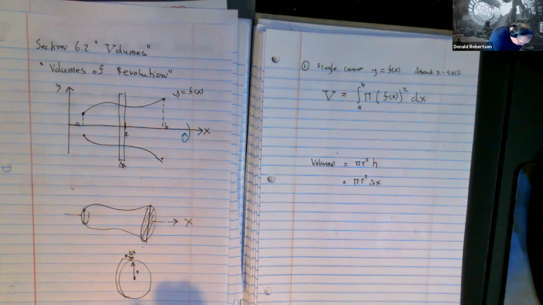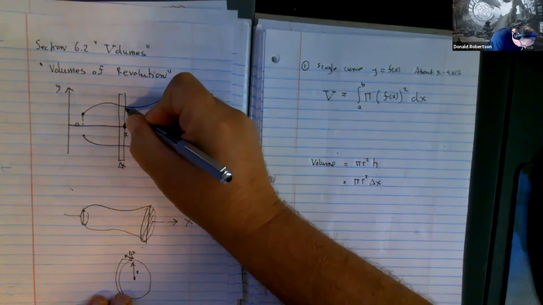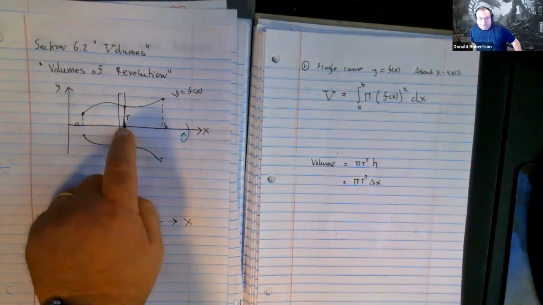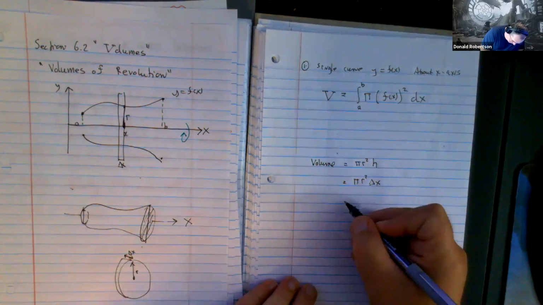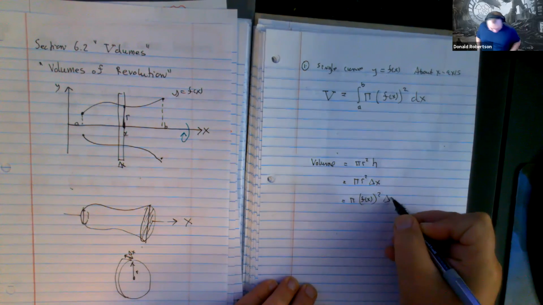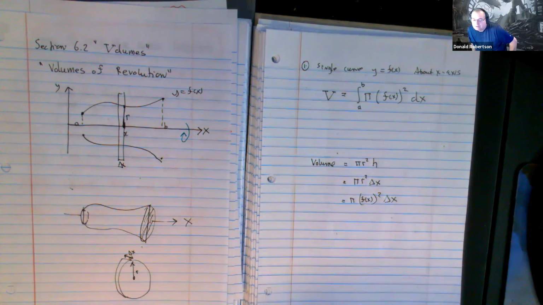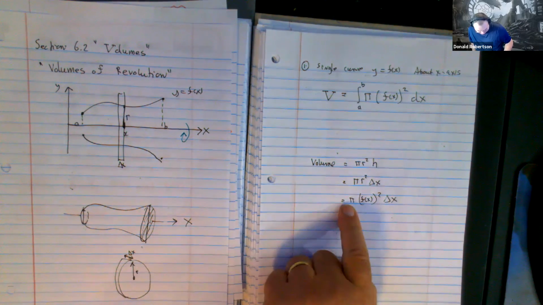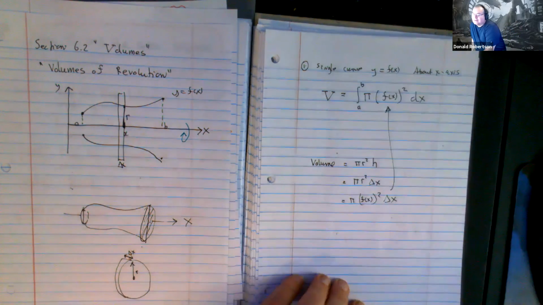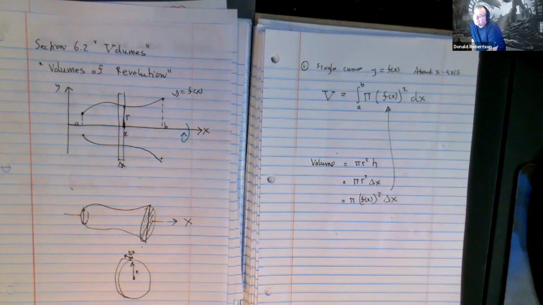Wait a minute. Isn't the distance from here to here the radius? From there to there. But isn't that the same as the value of the function? So the volume of one of those tiny little cylinders is pi f of x squared dx. Can you see where it's coming from now? Are we good?